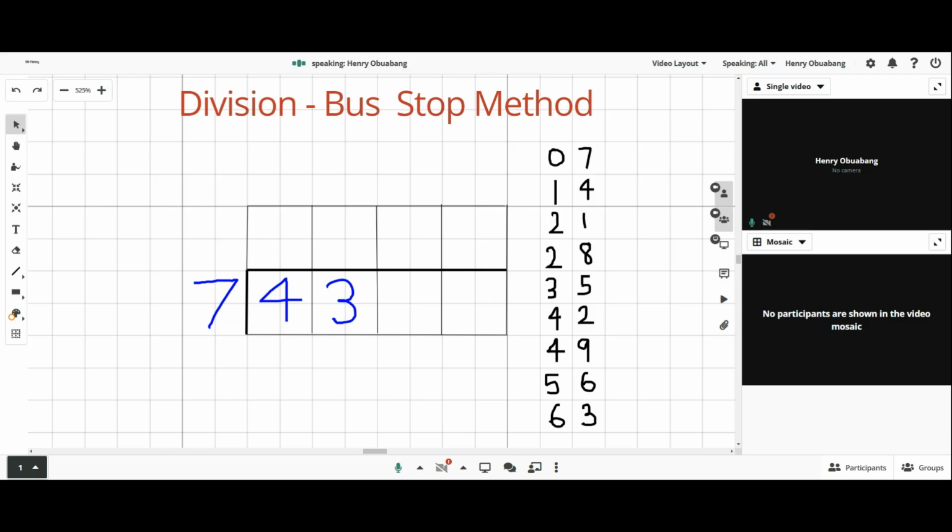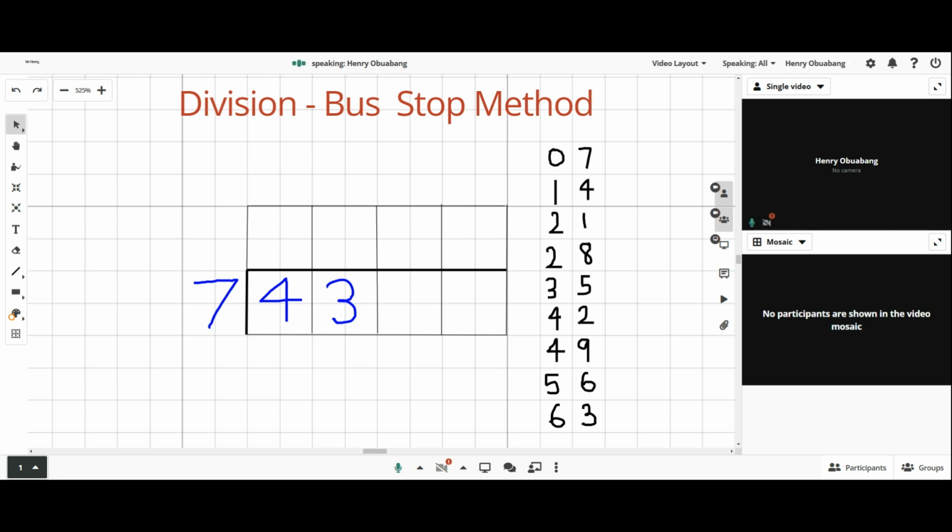In today's lesson, we're going to use the bus stop method to calculate this division. The first thing we must always do whenever dealing with a division is to write multiples of the number that you're dividing by. So here we're dividing by 7. So we've got at least 9 multiples of 7. So 7, 14, 21, 28, etc., etc.